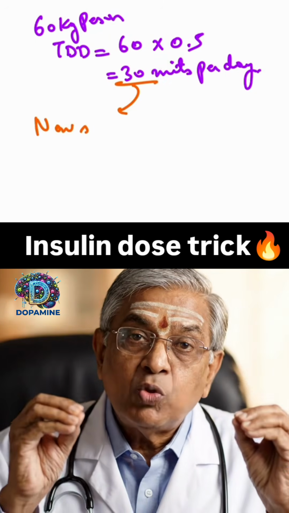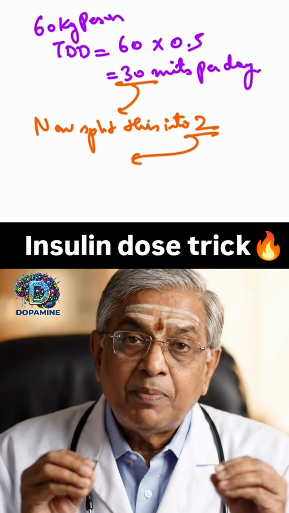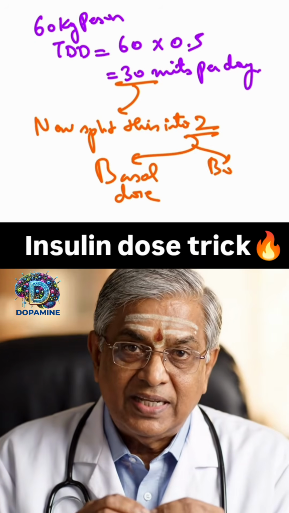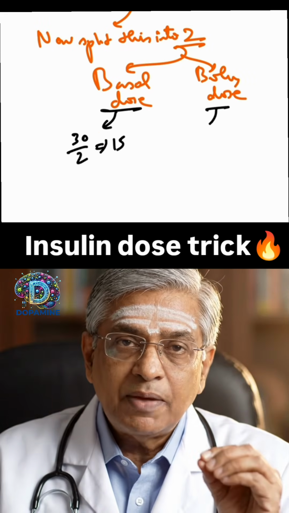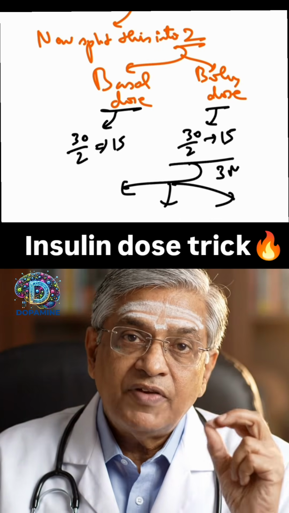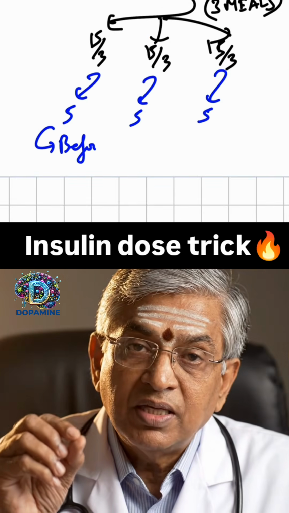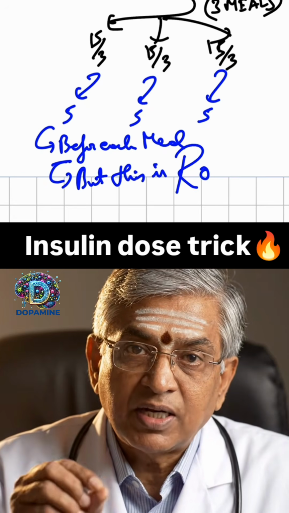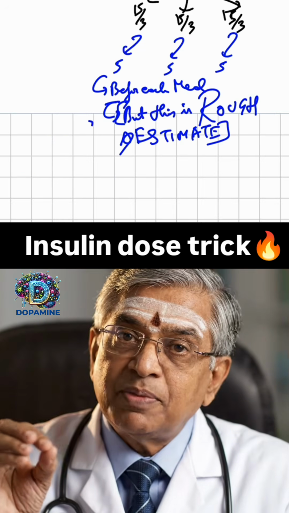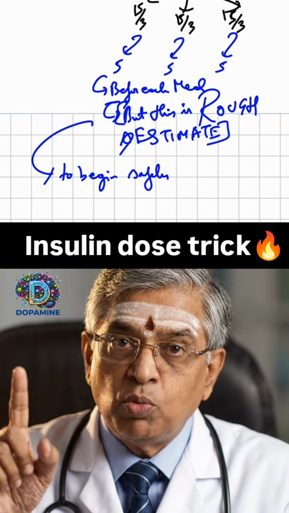Now we divide this into basal and bolus because the body has two different insulin needs. So basal is 15 units and bolus is 15 units. Now initially, we divide the bolus across meals. So 15 divided by 3, we get 5 units. But remember, this is only a rough starting estimate, not the final dose we give. We use this estimate only to begin safely, especially in new patients.